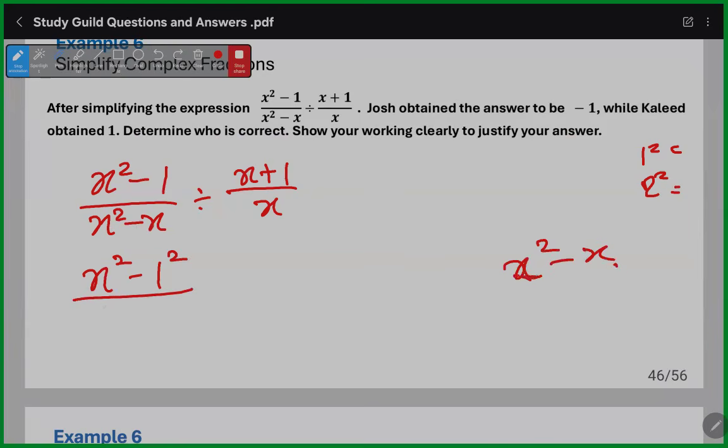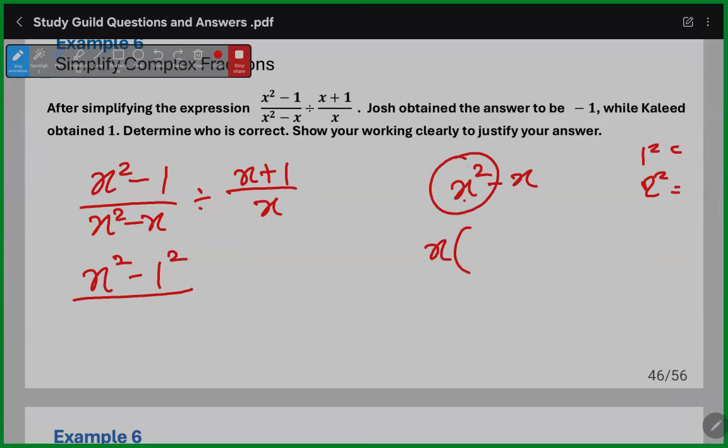What is common between these two terms is x. So I now have x minus 1. Some of you will ask, how do we get x minus 1? What you just have to do is, let me clean this, x squared minus x. What is common between them is x, so write it outside the bracket.